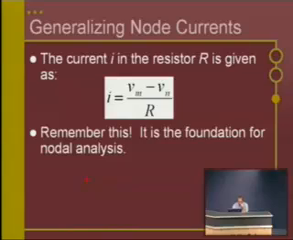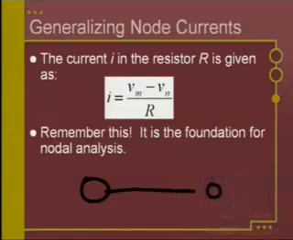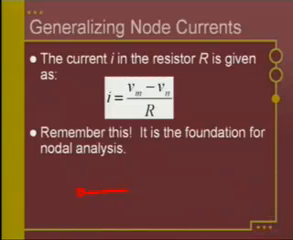What this particular equation is getting at is this idea that we might have two nodes with a resistor between them. This is node M, this is node N. If we know the voltage at point M, and we know the voltage at point N, and we divide the difference by the resistance connected between them, we can figure out what the current I is that's flowing between those nodes.